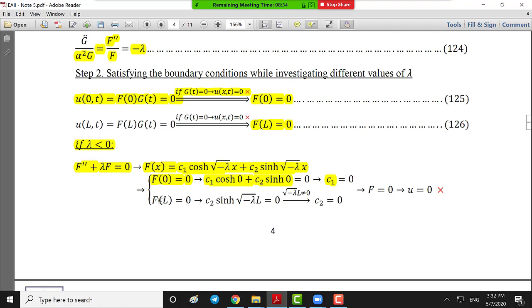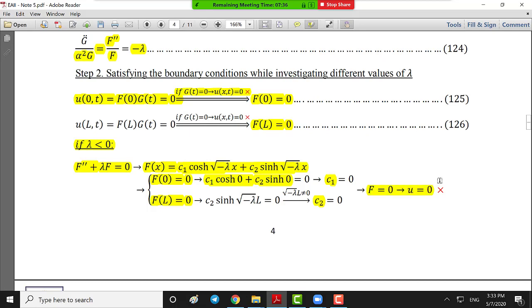Now if f at L is equal to 0, f of x with c1 equal to 0 is equal to c2 hyperbolic sine of square root of minus lambda L. Now you see that this hyperbolic sine here can't be equal to 0 because square root of minus lambda times L is not equal to 0. And hyperbolic sine is 0 only when the argument that it has is equal to 0, right? From this, we can conclude that c2 has to be equal to 0. Now, c1 is equal to 0 and c2 is equal to 0. That means f is equal to 0, which means u is equal to 0.